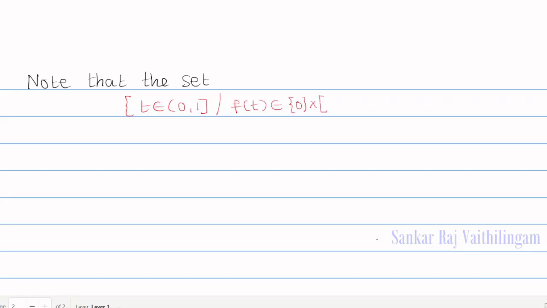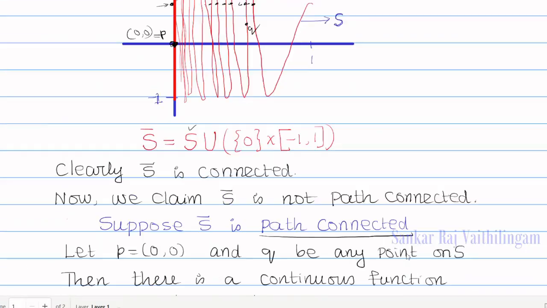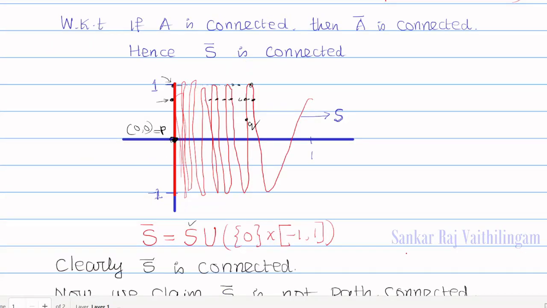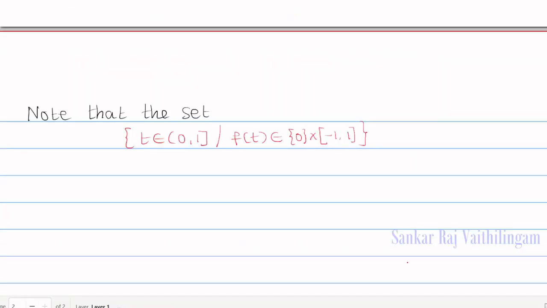So what are all the points? They lie on this vertical line. இந்த vertical lineல என்னென்ன பாயிண்ட்ஸ் எல்லாம் இருக்கும் அப்படிங்கறத நான் செக் பண்றேன். So clearly this is equal to F inverse of singleton 0 cross the closed interval -1, 1. I call this set A.